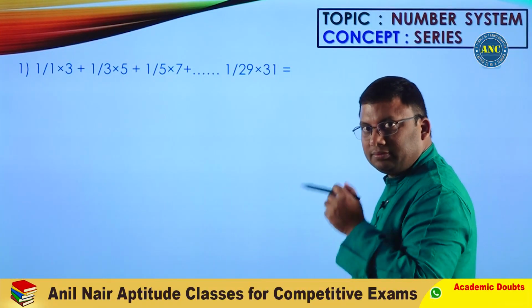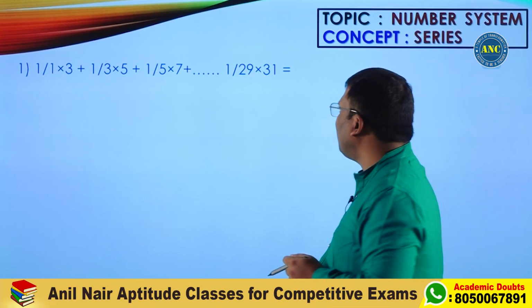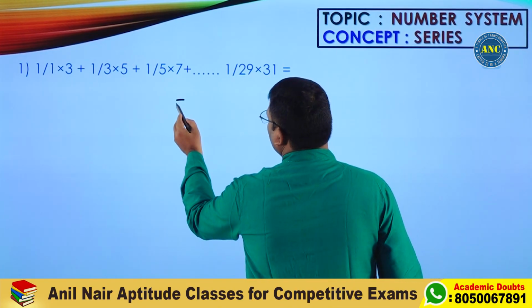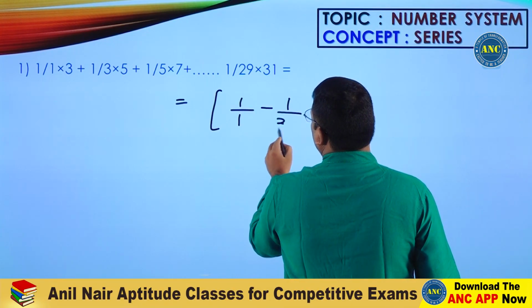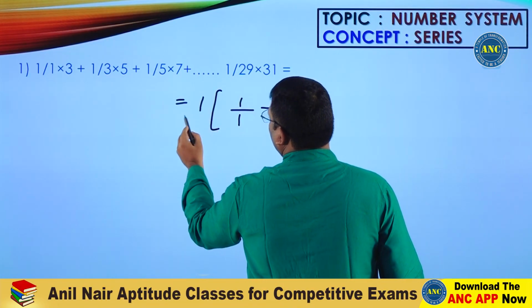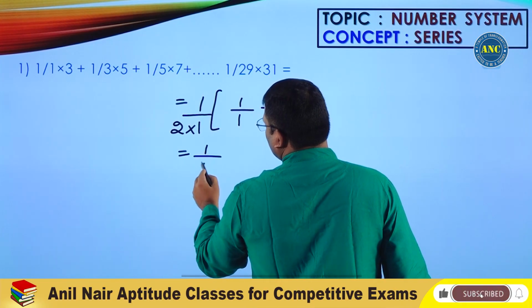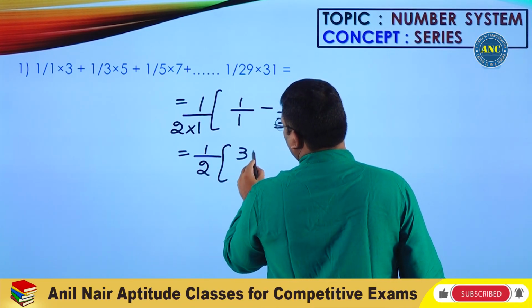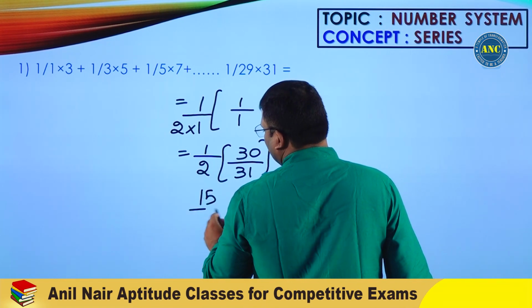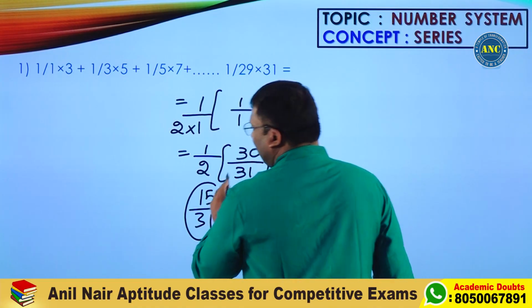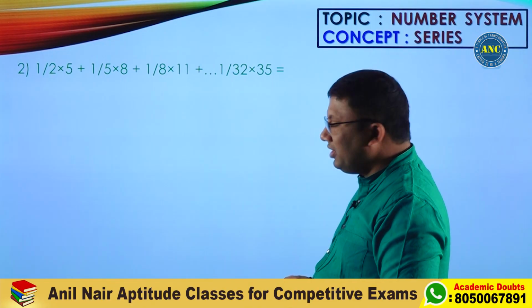Tell me this answer. 1 by 1 into 3 plus 1 by 3 into 5 and so on up to 1 by 29 into 31. 2 numerical values are there. Write down the first and write down the last. 1 by difference, which is 2. 2 numerical values are becoming 1. So answer for this question is 1 by 2 into 30 by 31. Answer is 15 by 31. Very fast you can solve this question. Idea clear?